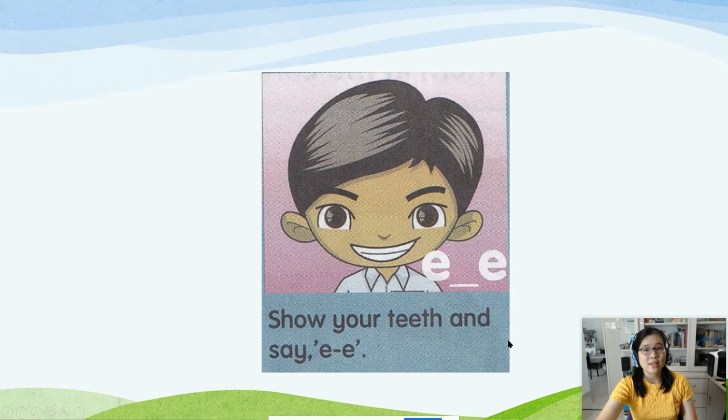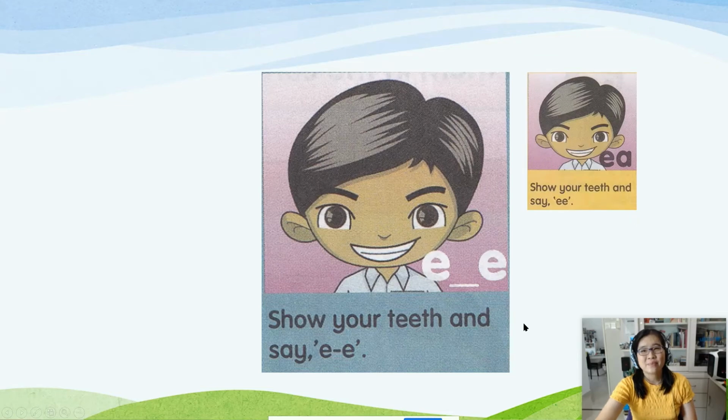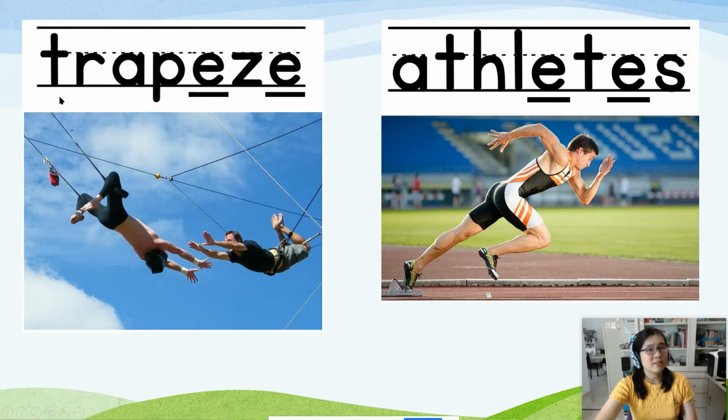Now, the next sound is E, E, E. Show your teeth and say E. Alright, so let's look at this word. There are two sounds here, so we will separate into half. Look at the first half over here. T, R, tr. Now, this letter A is not A sound.